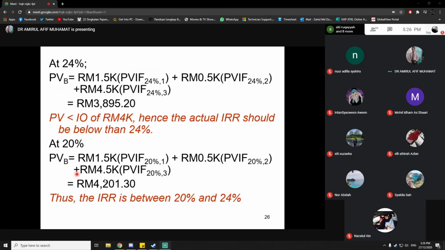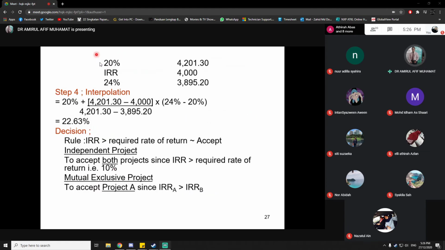At 20%, this is the income. At 24%, this is the income. So this will become your range and your factor. So at 20%, 4,201.30; at 24%, 3,895.20.